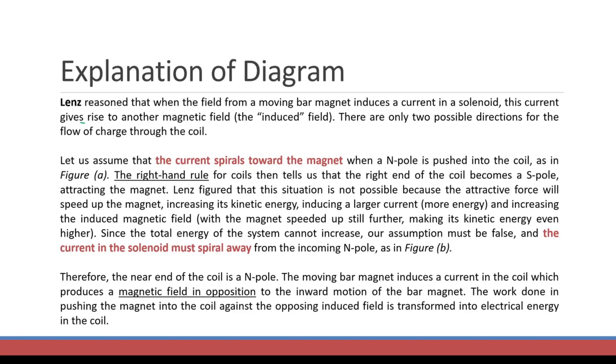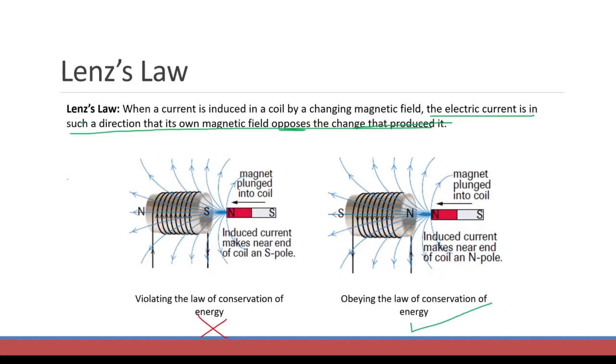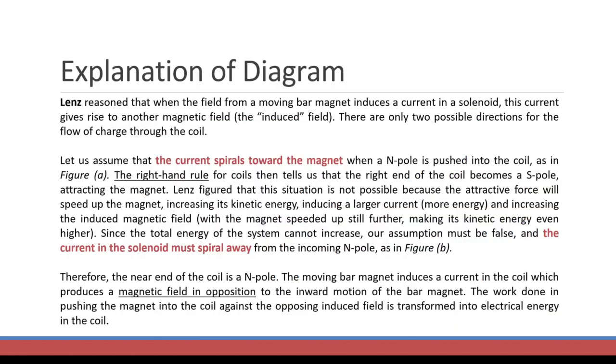So let's assume that the current spirals toward the magnet when a north pole is pushed into the coil, as in this section, so figure A, this one. The right-hand rule for coils then tells us that the right end of the coil becomes the south pole, attracting the magnet. Lenz figured that this situation is not possible because the attractive force will speed up the magnet, increasing its kinetic energy, inducing a larger current, more energy, and increasing the induced magnetic field, with the magnet speeding up still further, making its kinetic energy even higher.